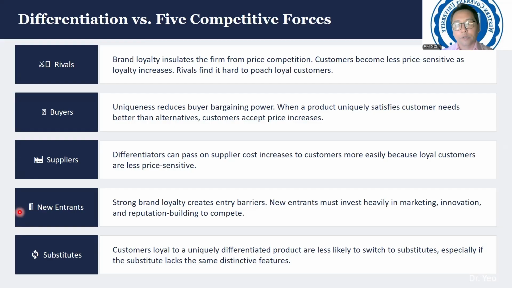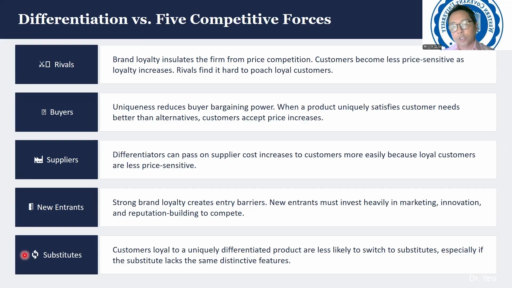New entrants. Building a differentiated brand takes years and enormous investment. Samsung has spent billions trying to match Apple's brand loyalty and ecosystem. New entrants face the same challenge. Brand reputation is a powerful entry barrier.